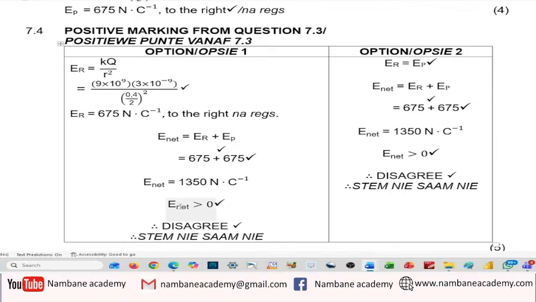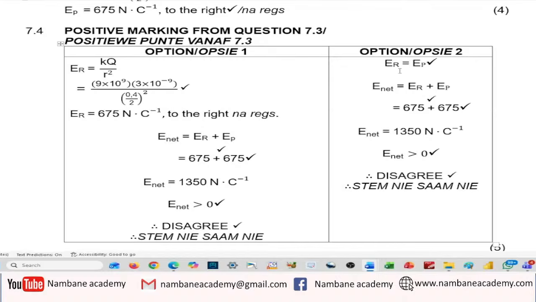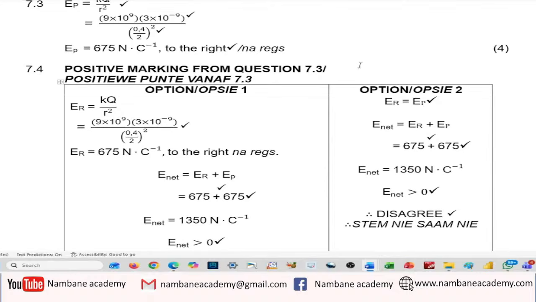Option 2, if they have realized that the magnitude of the charge of R is the same as that of P, and the distance to point X is the same. Therefore, the two must have equal magnitude. The electric field at that point, they must have equal magnitude. We can give 1 mark. And then the addition of that to get to 1,350, we'll give 2 marks like we did in option number 1. We still need them to say E net is greater than 0, because that is what they've realized. And then they say they disagree. That is how we'll allocate the last 5 marks, which is for question 7.4.